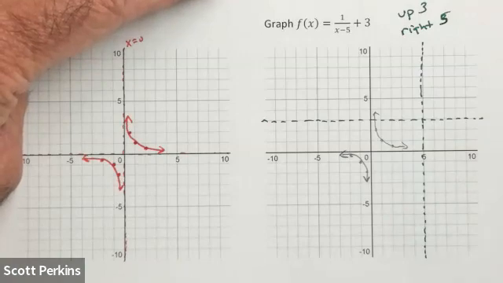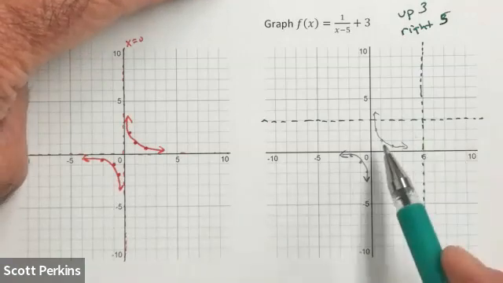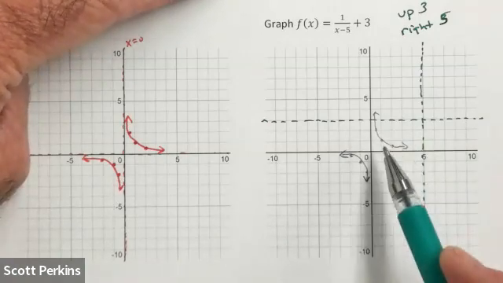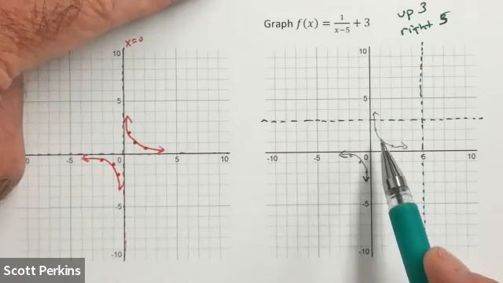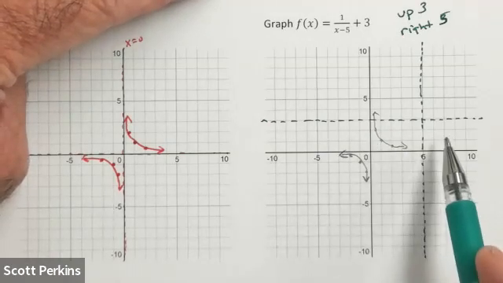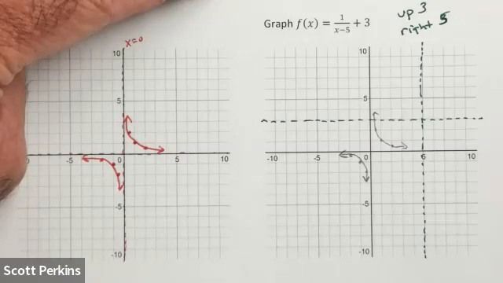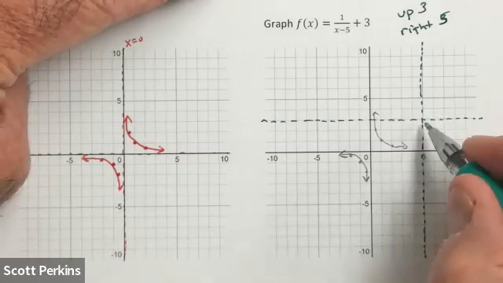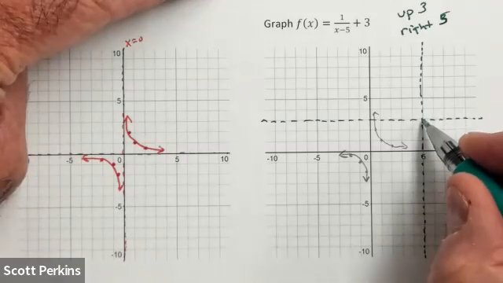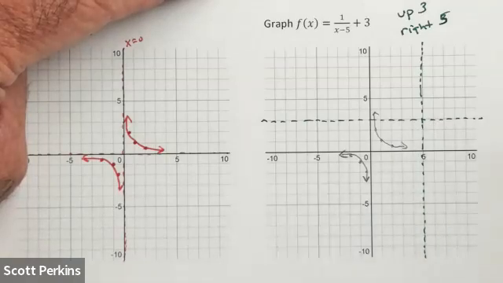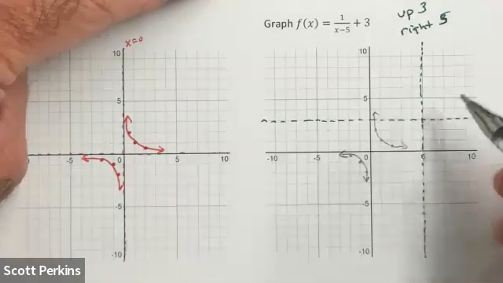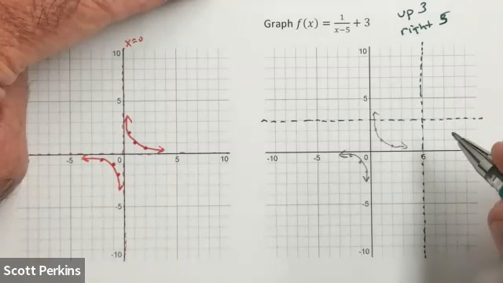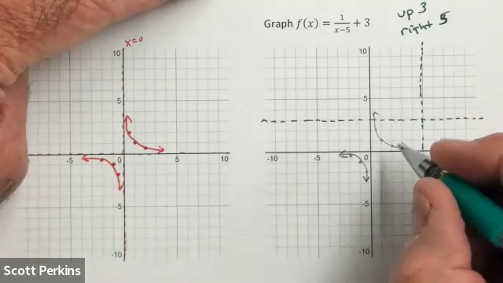Now, you can do one of 2 things at this point. What I'm going to do is take my original basic function and move the whole thing right 5 and then up 3. Another thing that you could do is treat the intersection of your asymptotes as another kind of pretend origin and just graph your points from that reference. But I'm going to go right 5, up 3.